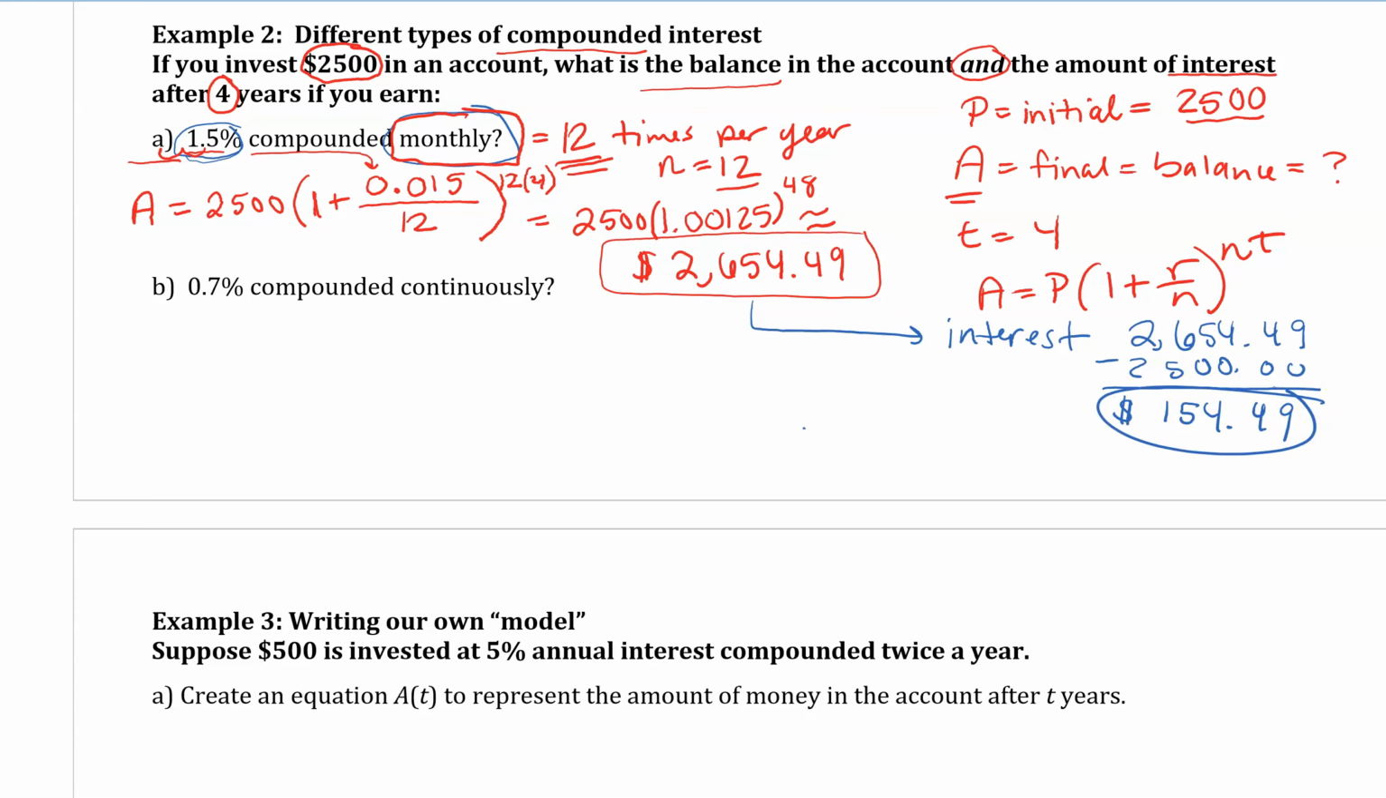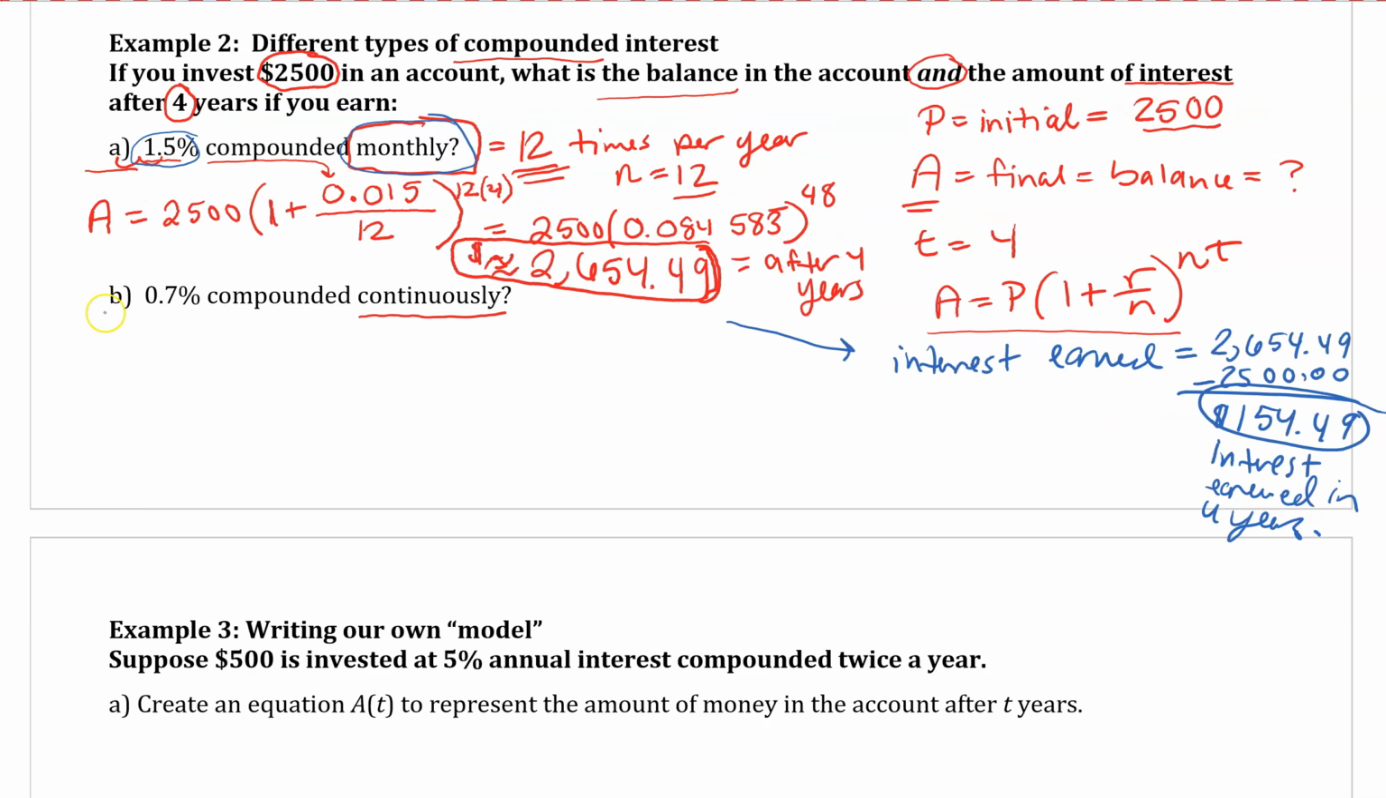Just take the difference between those, and you can see, okay, you earned an interest of $154.49. So total amount in the account includes what you originally deposited plus the interest you earned. That's this value here, $2,654.49. The difference between the two just tells you how much interest you actually accrued over that 4-year period of time.